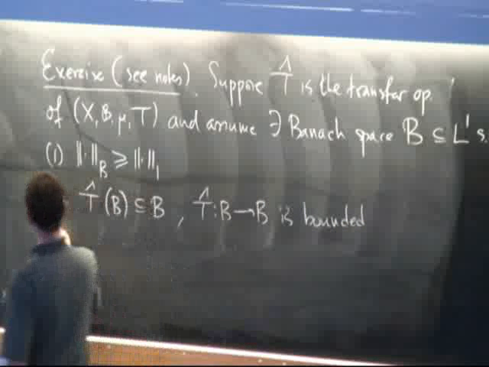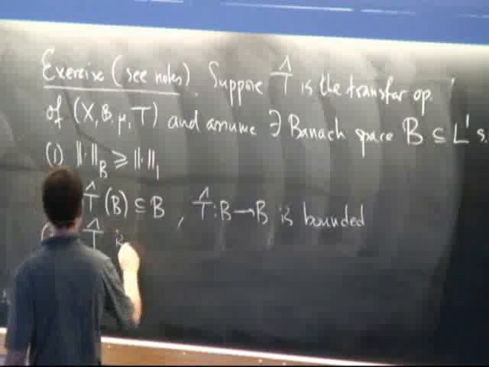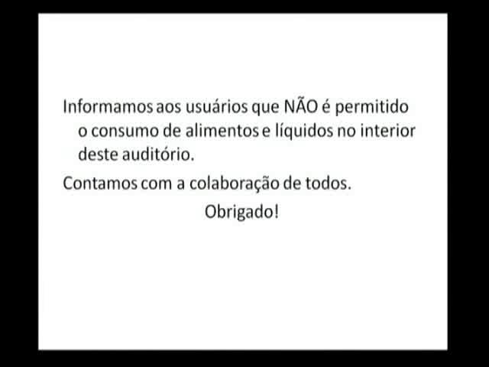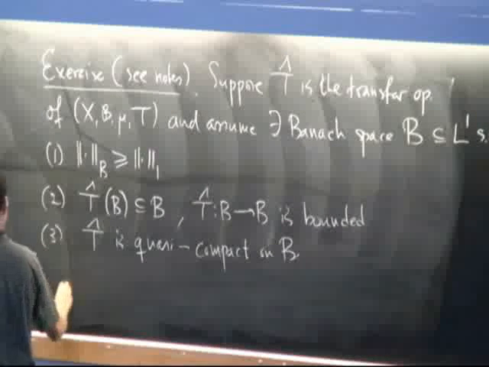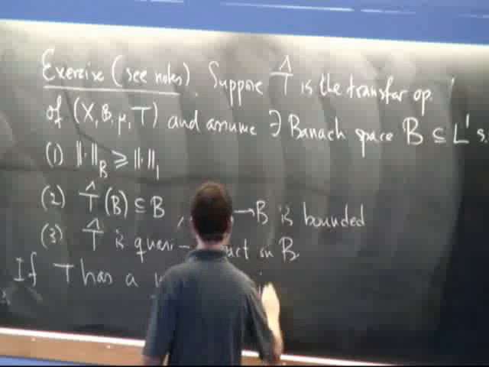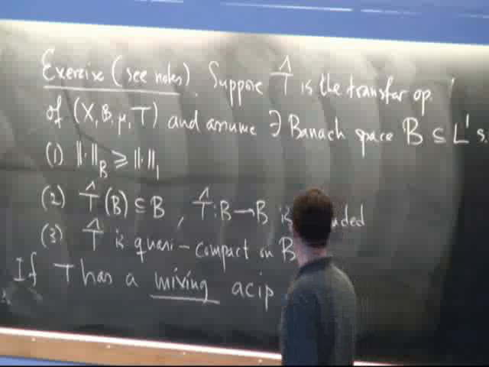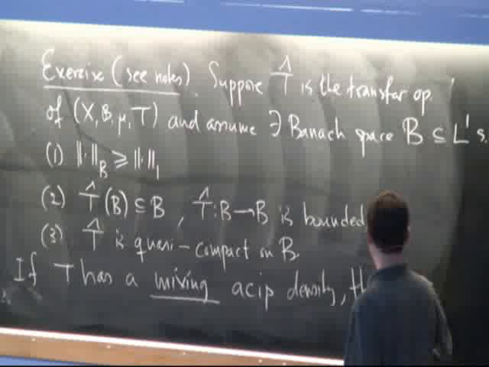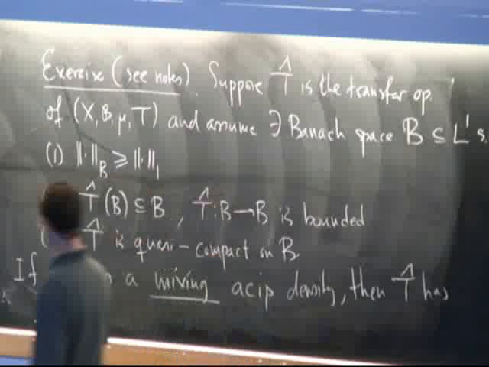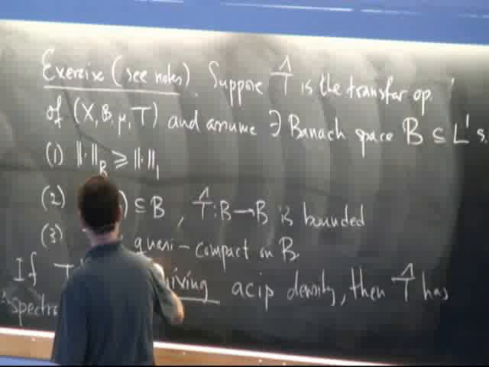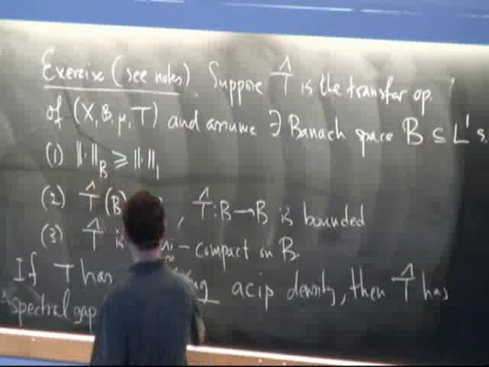And T hat is quasi-compact on B. Okay? If T has a mixing absolutely continuous invariant density, probability density, then T hat has spectral gap. Non-zero. So non-vanishing.